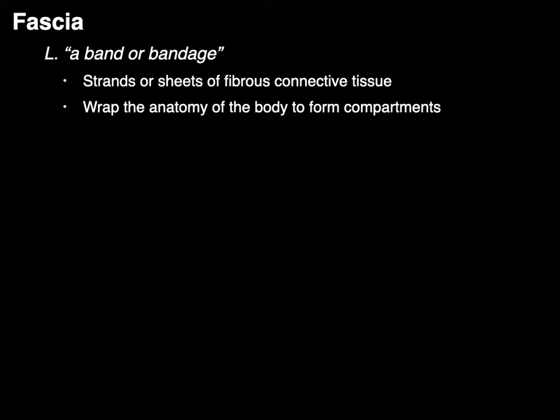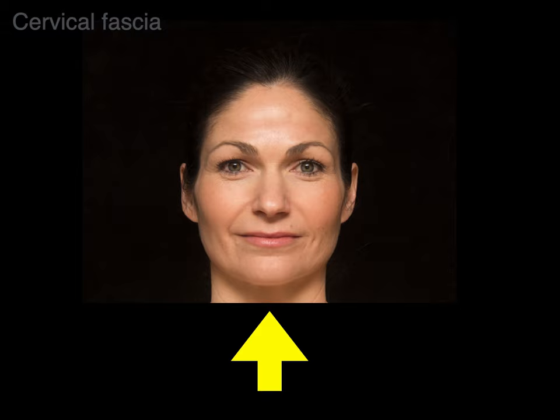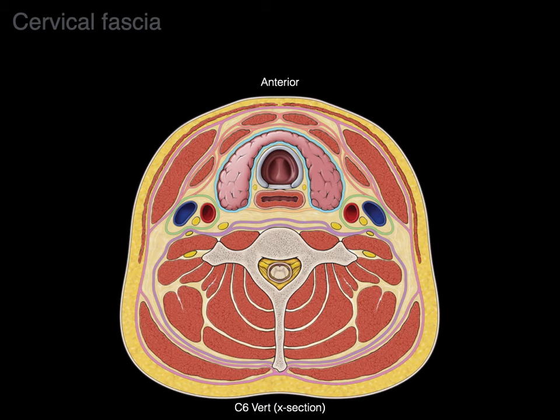Okay? So the cervical fascia picture we're going to use is going to be this following orientation. We're going to take a cross-section around the C6 level, separate out, look from foot to head, and there's the section we're going to look at like this, where the top of the picture is anterior, the bottom is posterior.